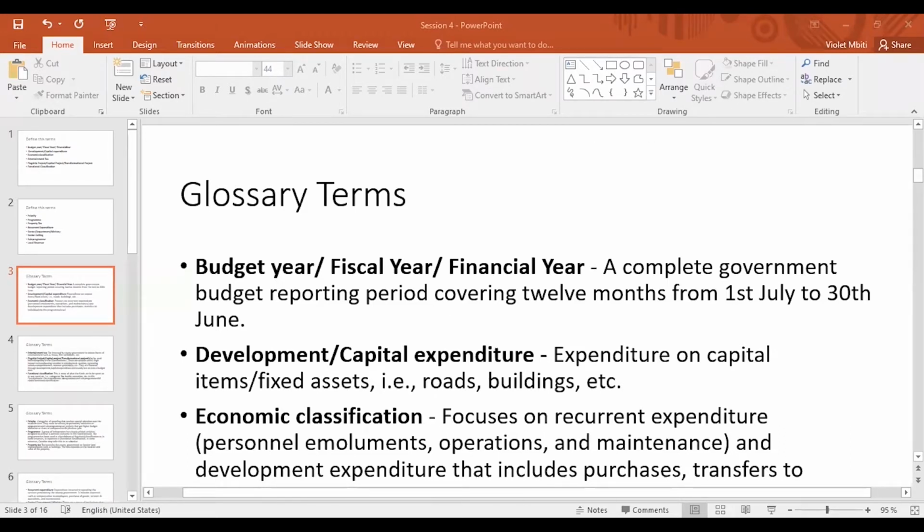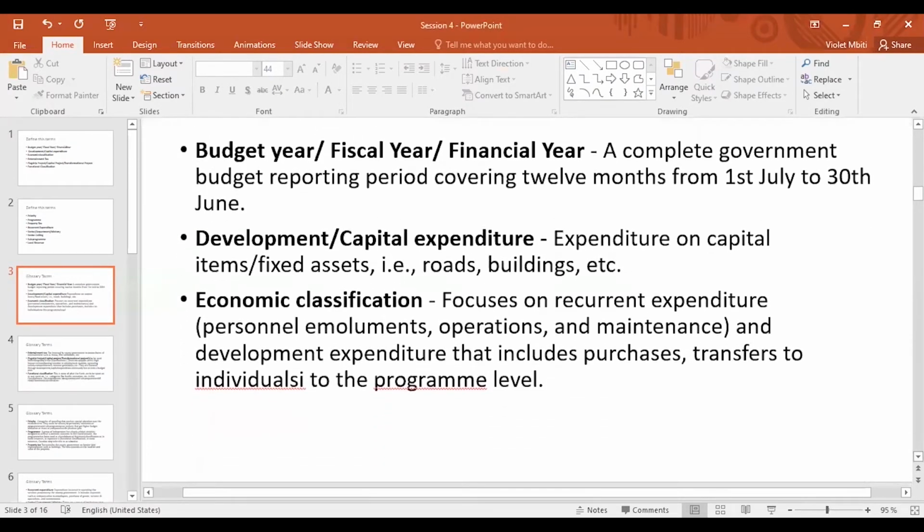Okay, so budget year, fiscal year, financial year. This is a complete government budget reporting period covering 12 months from 1st July to 30th of June. Okay? So development or capital expenditure refers to expenditure on capital items or fixed assets such as roads, buildings, hospitals.